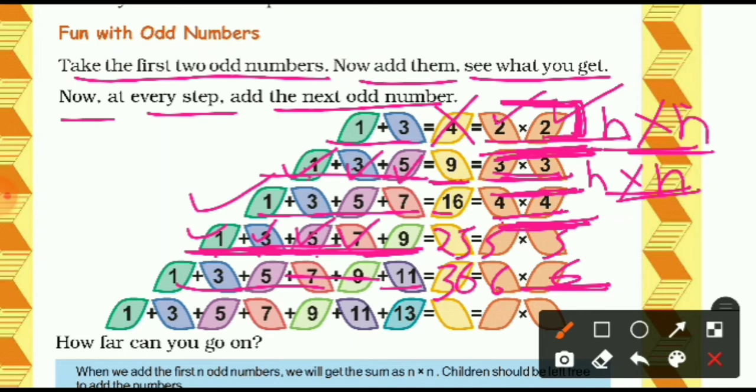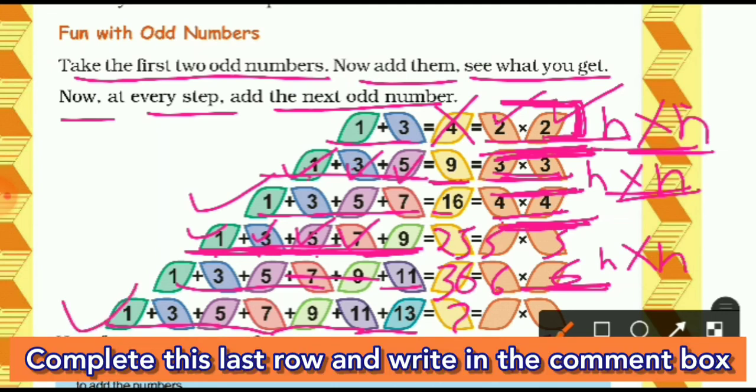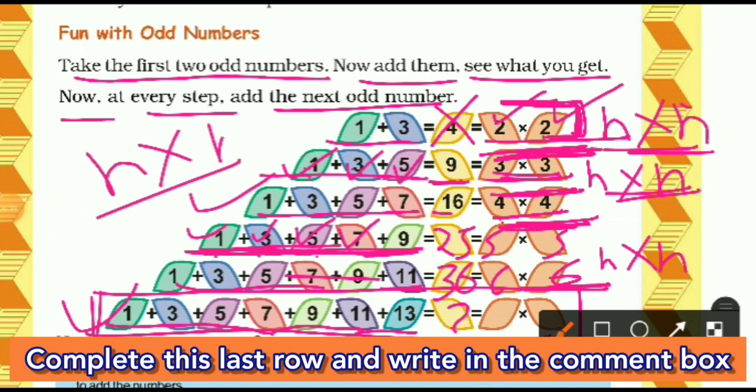We are writing all the numbers in the form of n by n. Now in the next we have 1 plus 3 plus 5 plus 7 plus 9 plus 11 plus the next odd number. What is the sum? You have to complete this row. It is your homework: find its sum and write the number in the form of n by n. If you solve this, you must write the answer in the comment box. I will definitely check it.